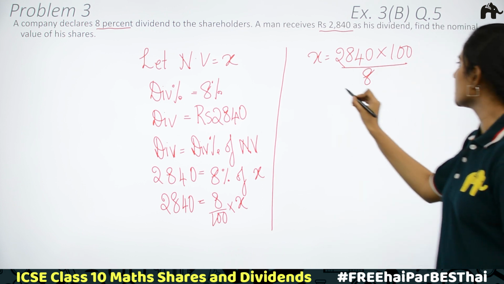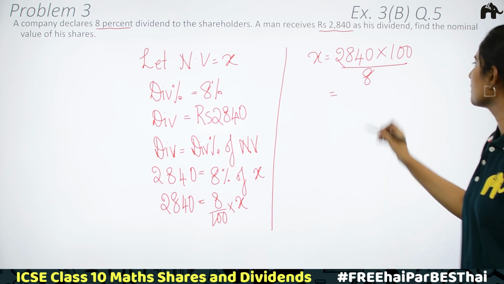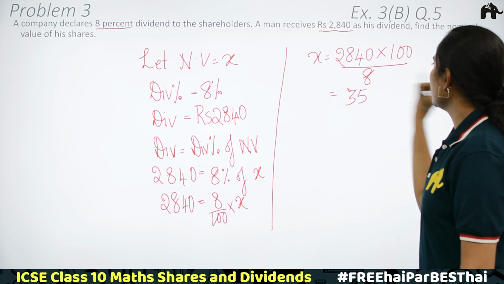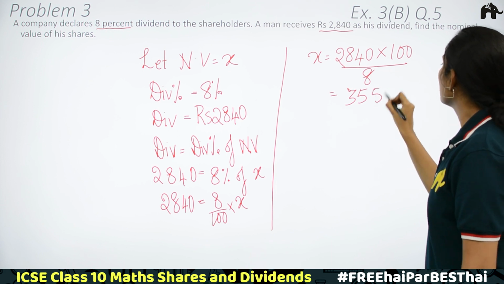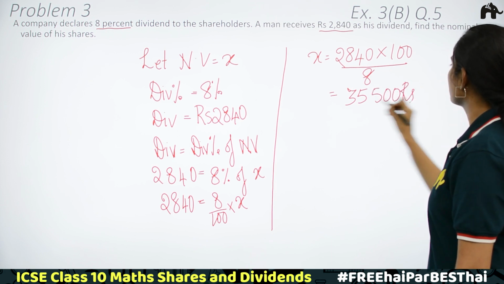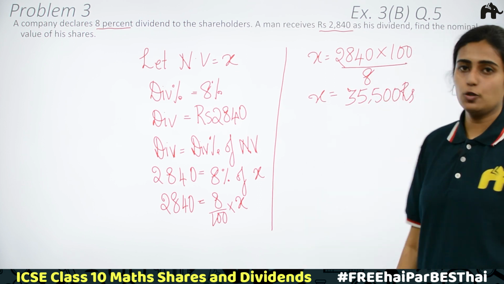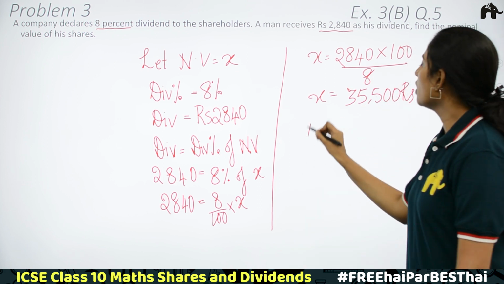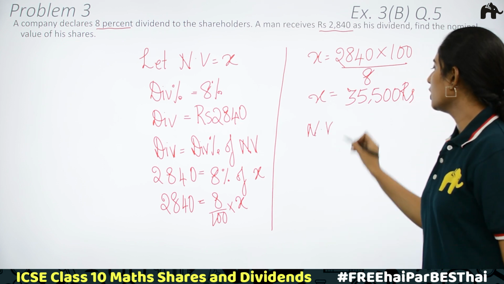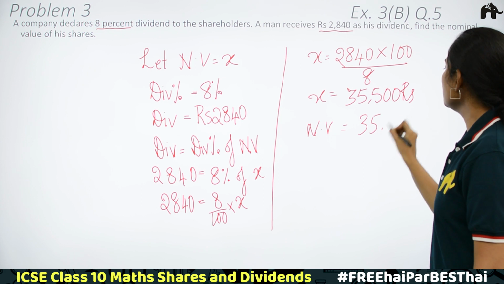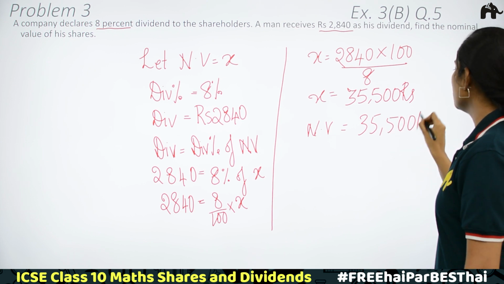2,840 by 8, we'll be getting 35,500 rupees. X is equal to 35,500 rupees, which is the nominal value. Nominal value is equal to 35,500 rupees.